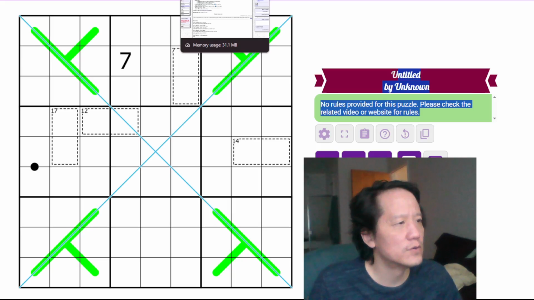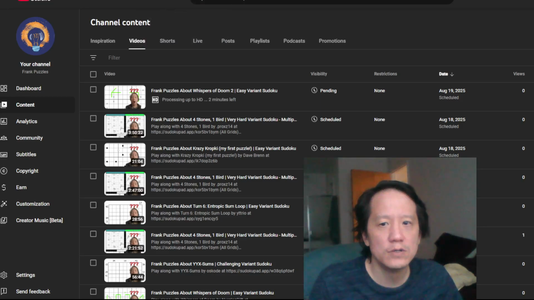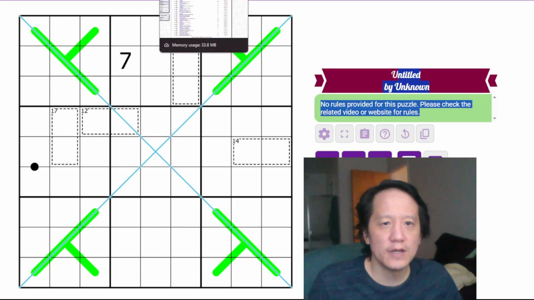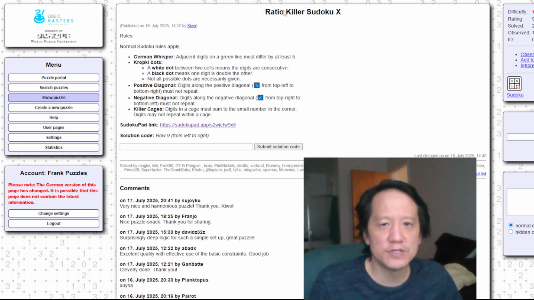So, what we're going to do, apologies for that, I just realized I moved something else in a wrong place, but we'll get to that eventually. Anyways, let's get to the rules. Let's get to the actual puzzle.